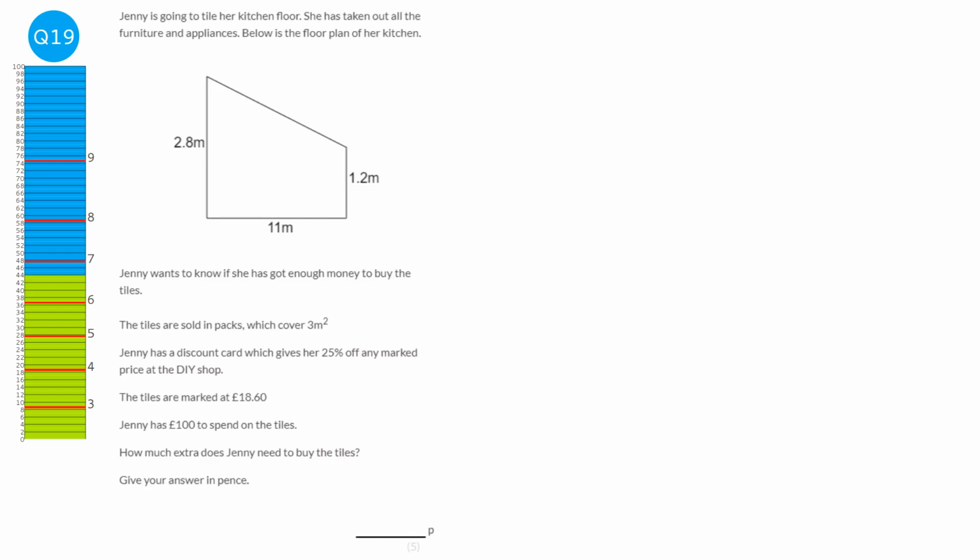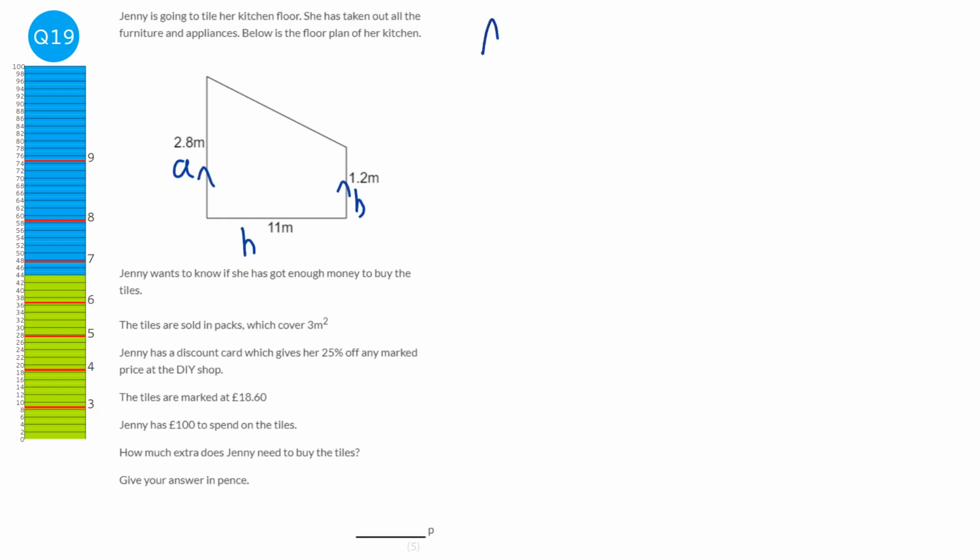The first thing we need to do is work out the area of the floor, and you'll notice that this is a trapezium. So with a trapezium, the formula is half A plus B times H, and A and B are the parallel sides, so these ones are the parallel sides, and the height is the one connecting the two bases, the two parallel sides.